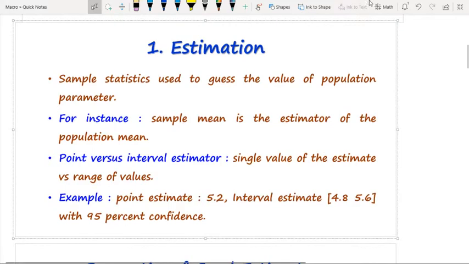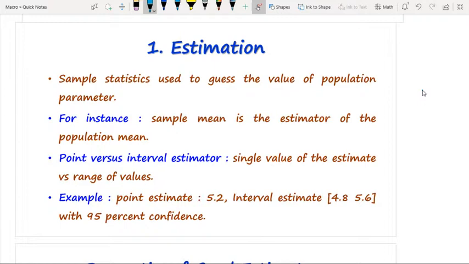So let us first go over estimation. In any research study, the population of interest is very large. Sometimes it is uncountable, infinite.